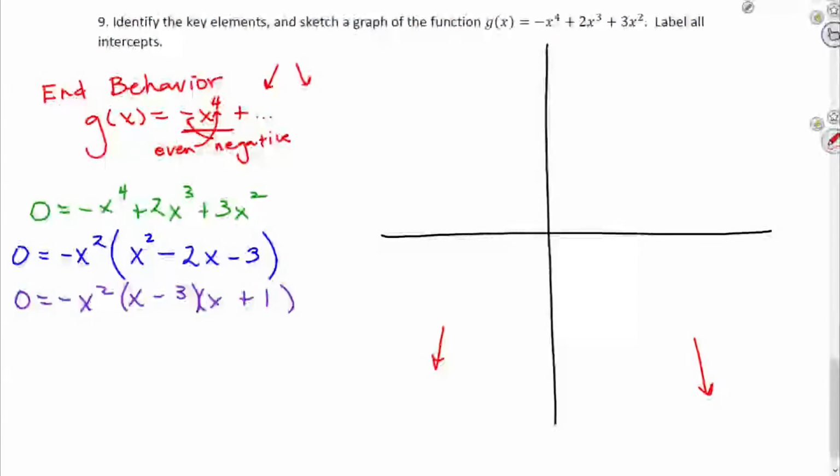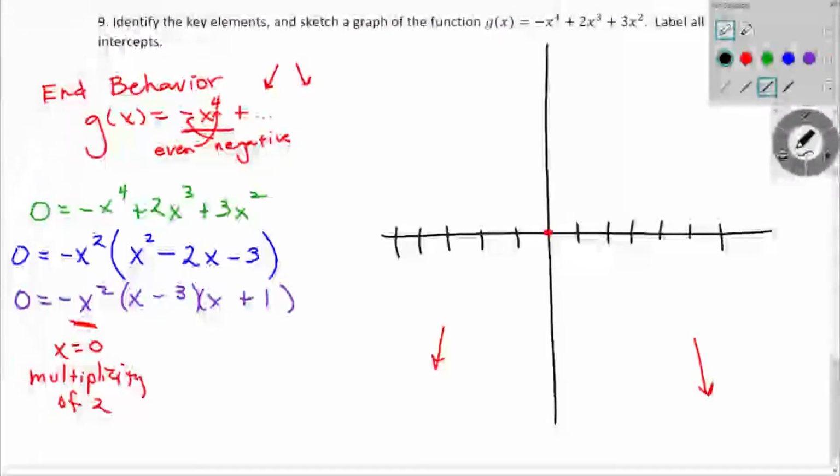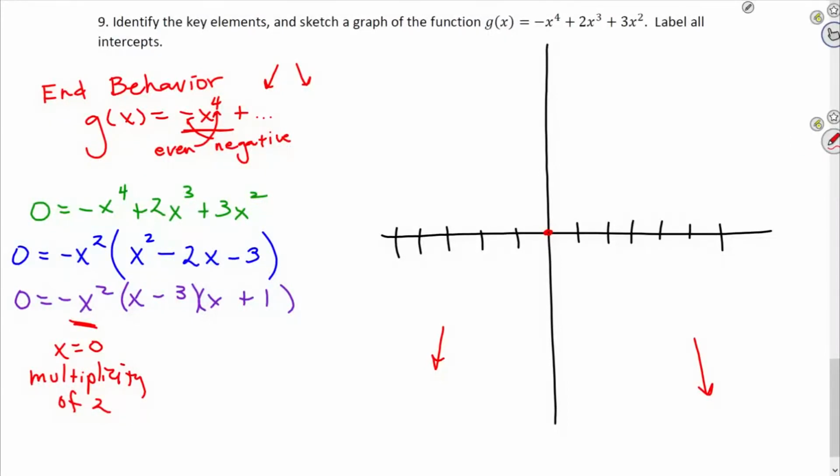This first one is a tricky one for us. When is that equal to 0? It's 0 when x is 0. But it's x squared, which means it has a multiplicity of 2, which means it's going to bounce right there. So at x equals 0, it's going to bounce.